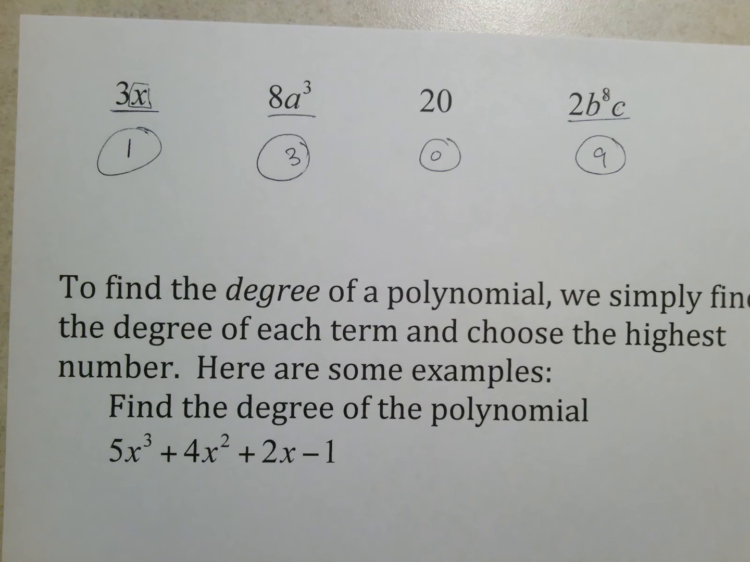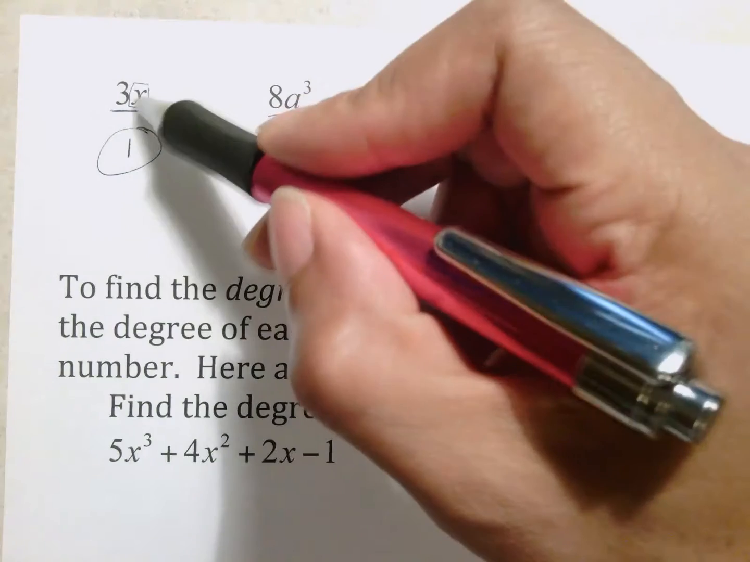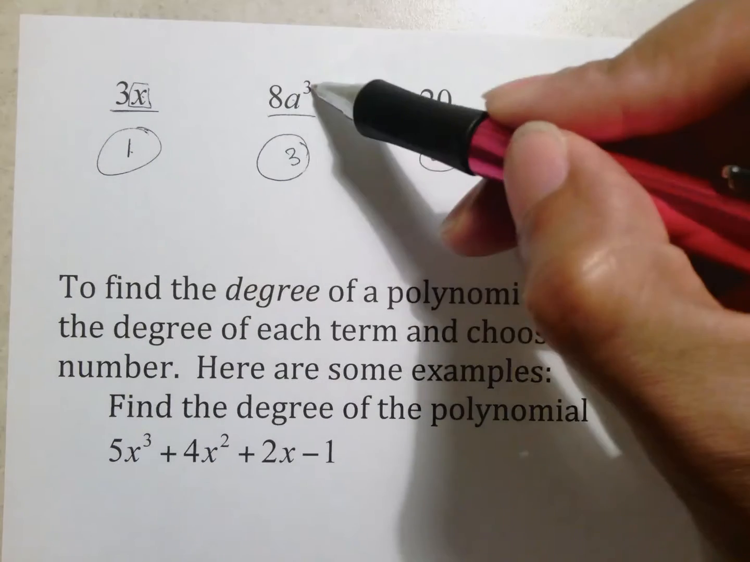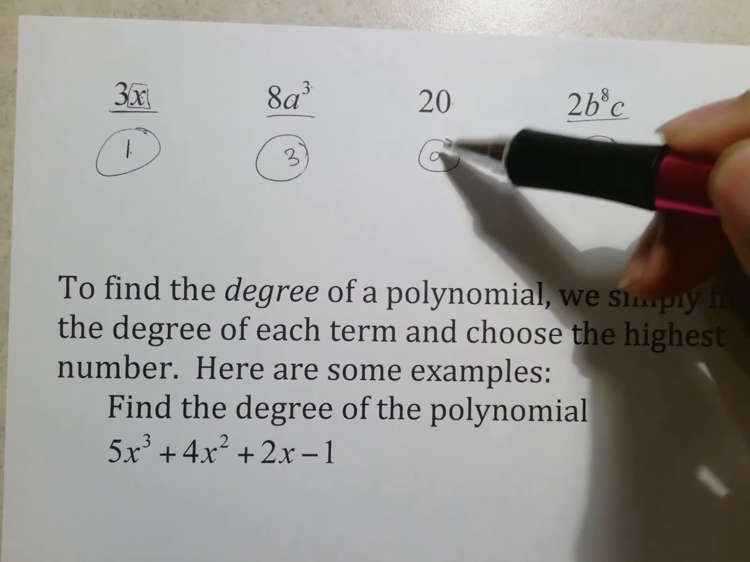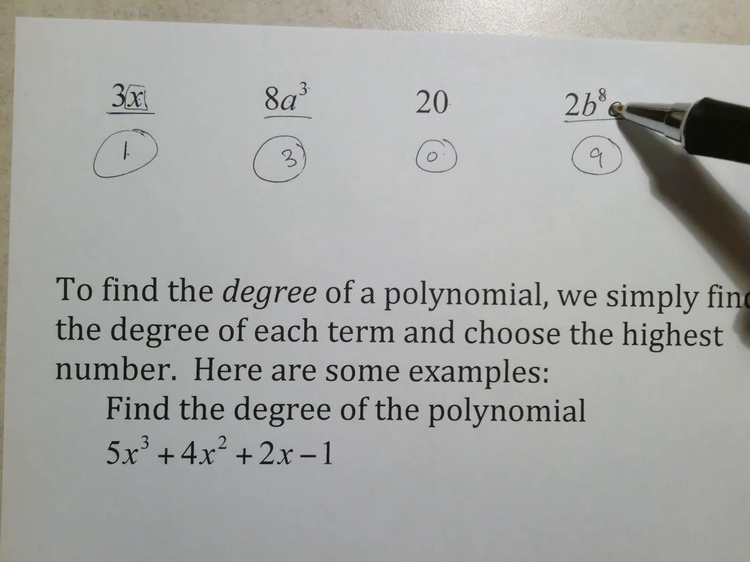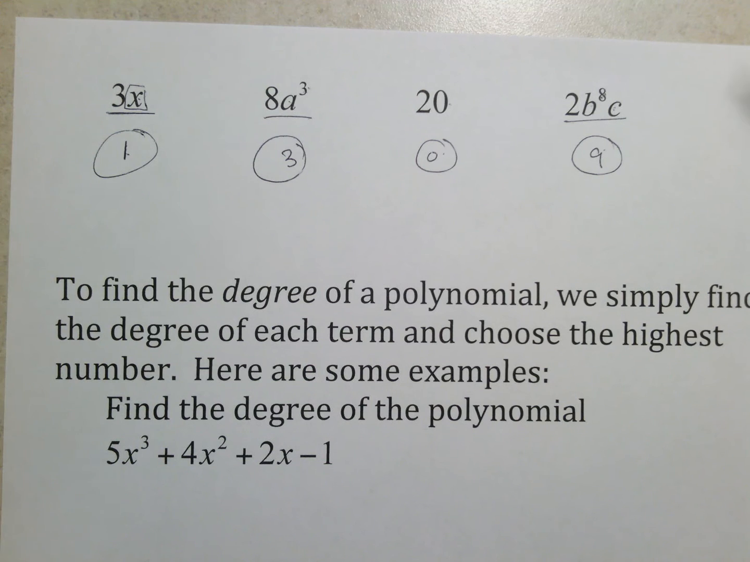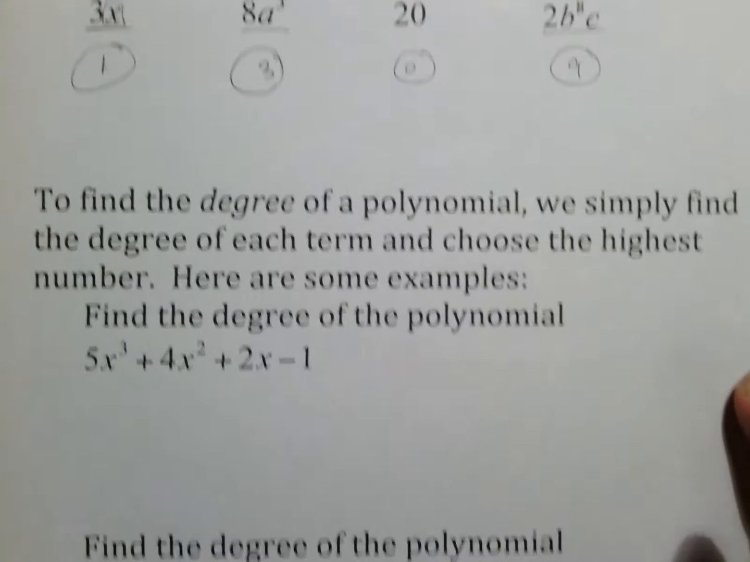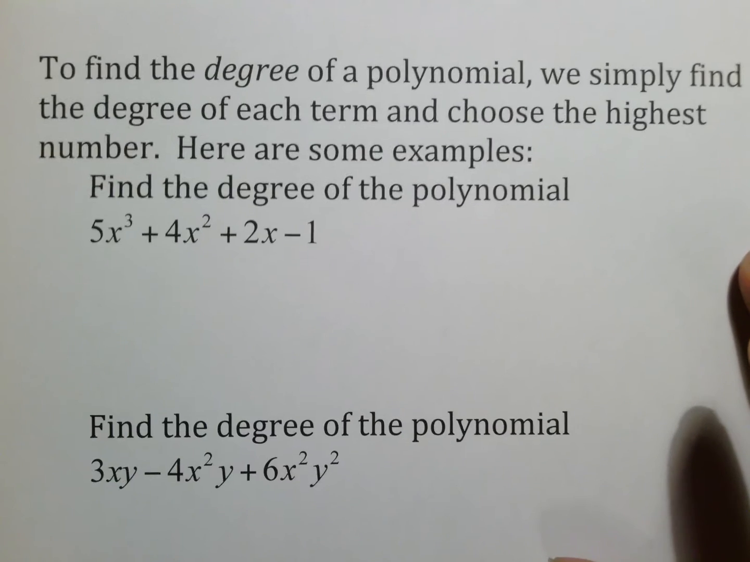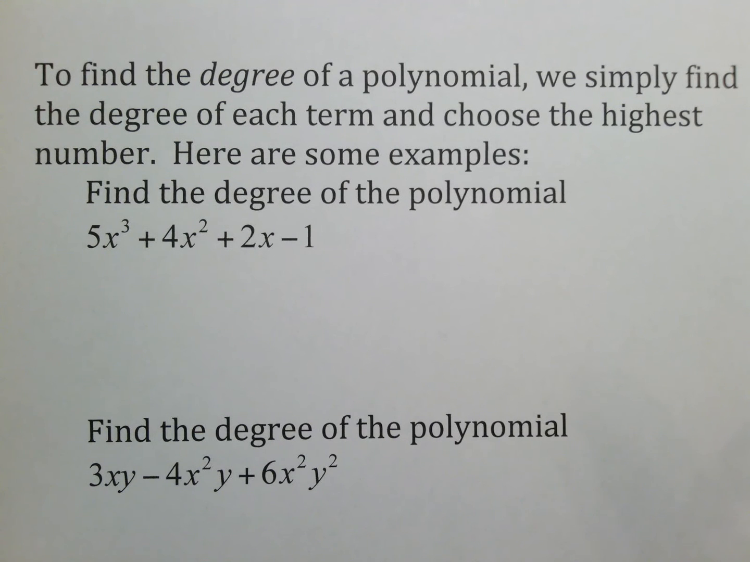That's how you find the degree of a monomial. So again, if there's 1 variable attached, it's 1. 3 variables attached is 3. No variables attached is 0. 8 plus 1 variable attached, which makes it 9. That's it. If you want to find the degree of a polynomial, we simply find the degree of each term and choose the highest number. It doesn't even matter if there's a tie, just choose the highest number.